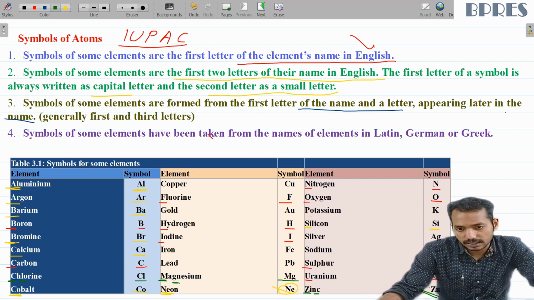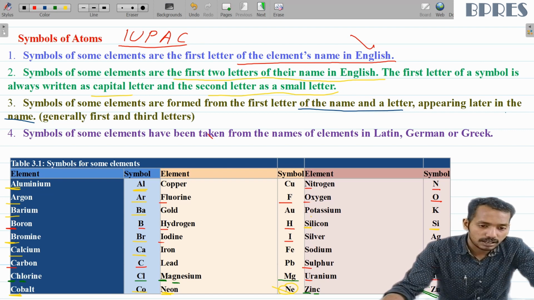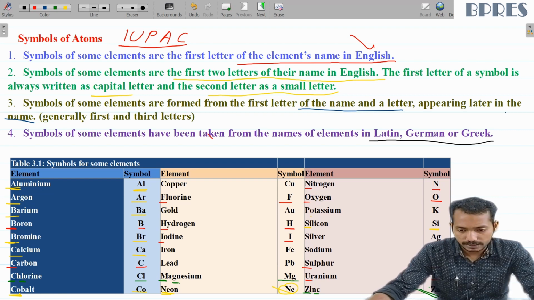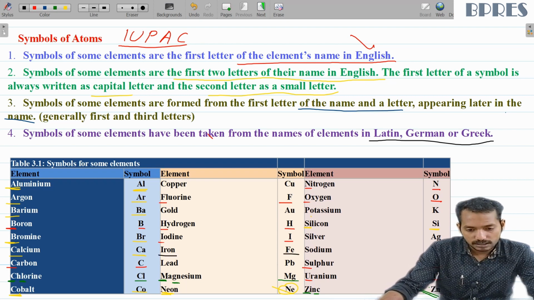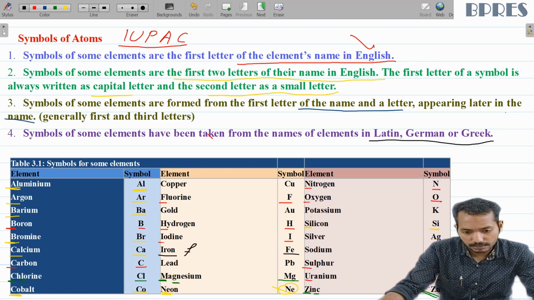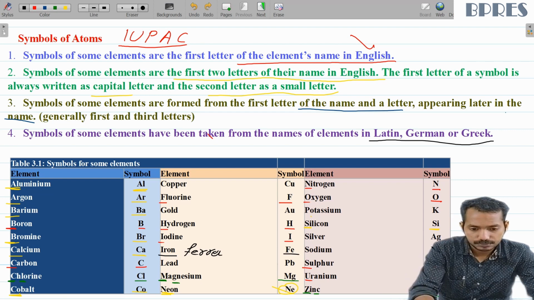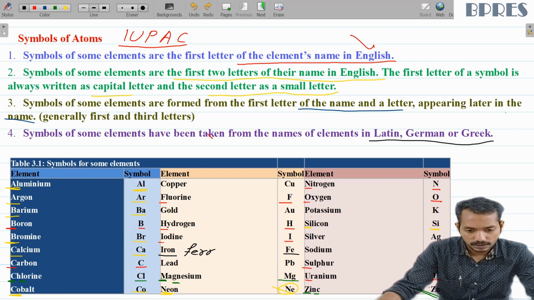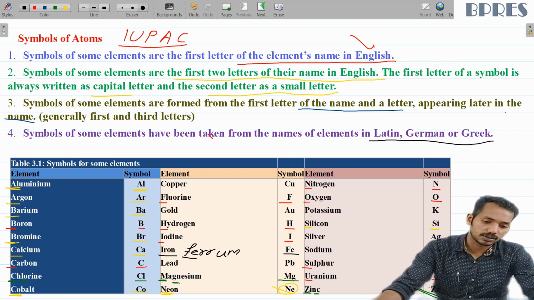And the last category that comes is a special kind of naming, where symbols of some elements have been taken from the names of the elements in Latin, German or Greek. For example, iron is represented as Fe. Why? Because the Latin word for iron is ferrum, not the English word. So it is taken from that Latin word, ferrum.